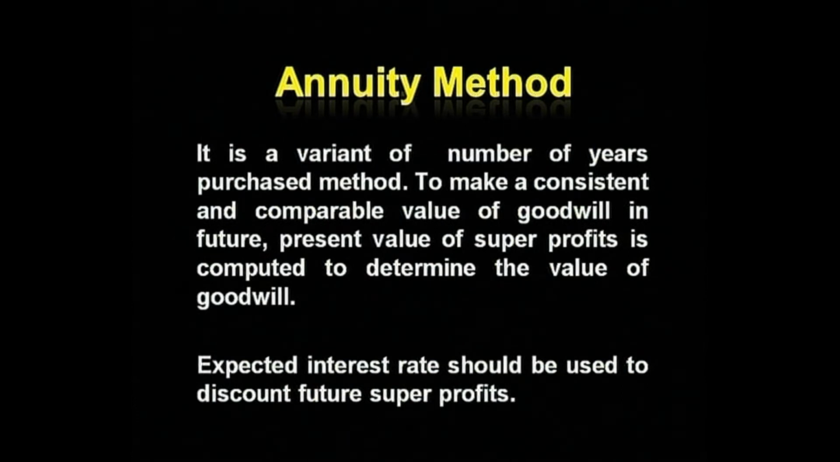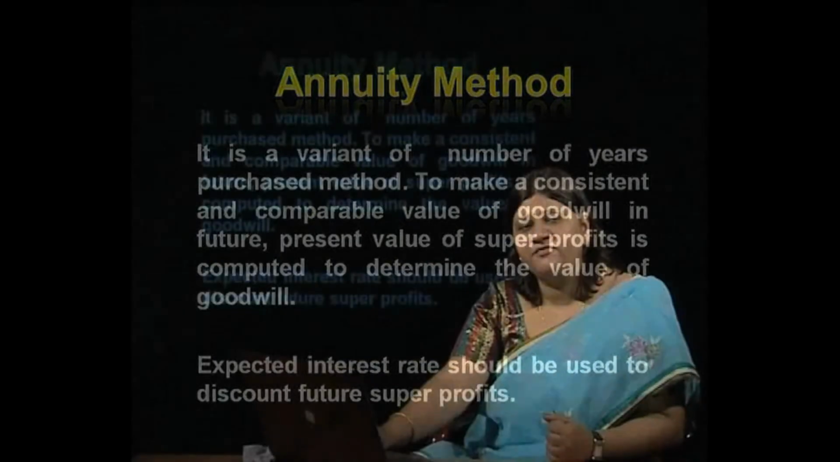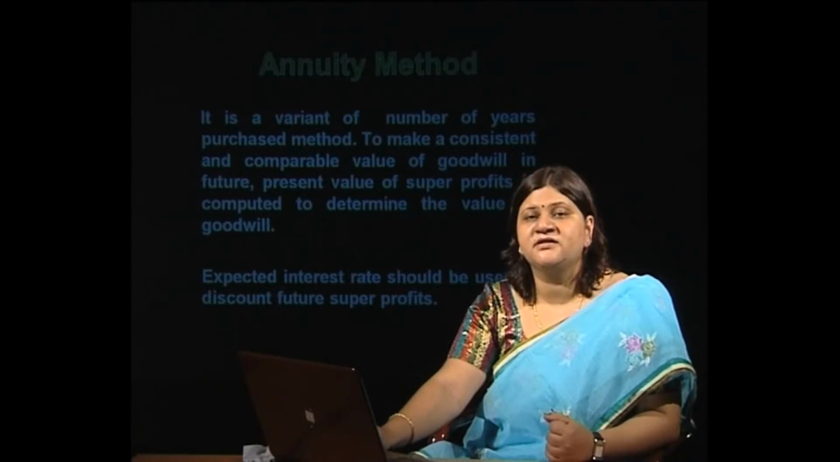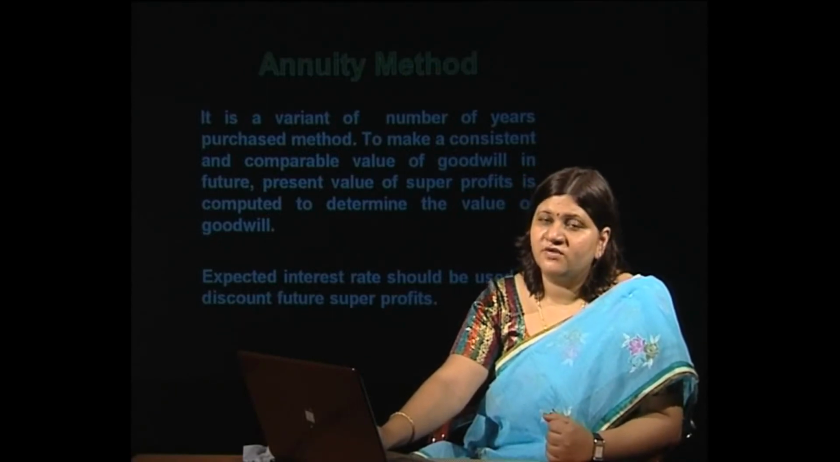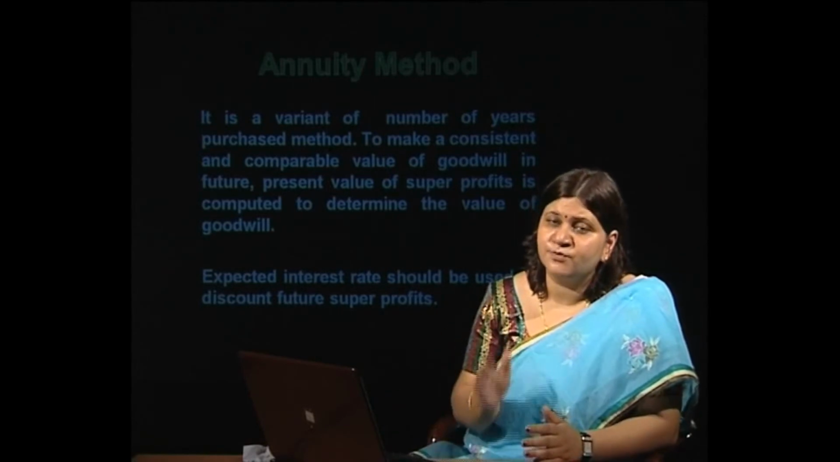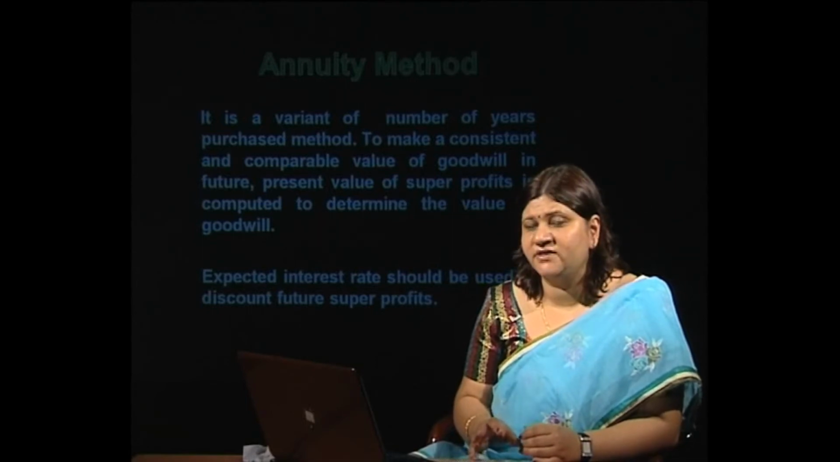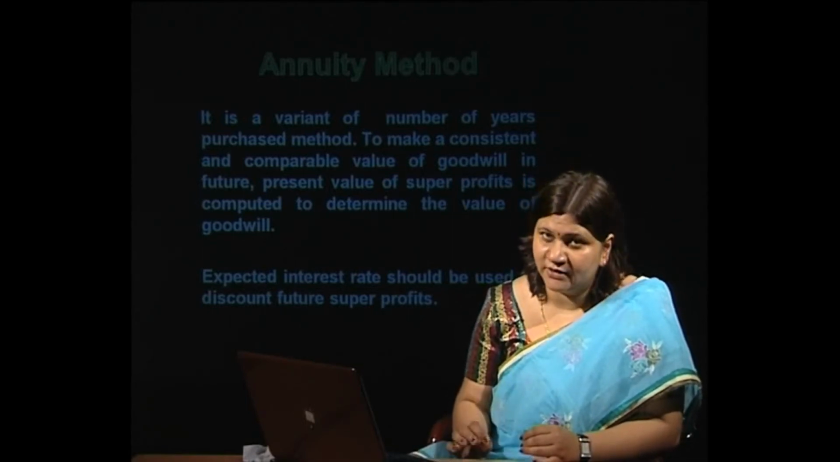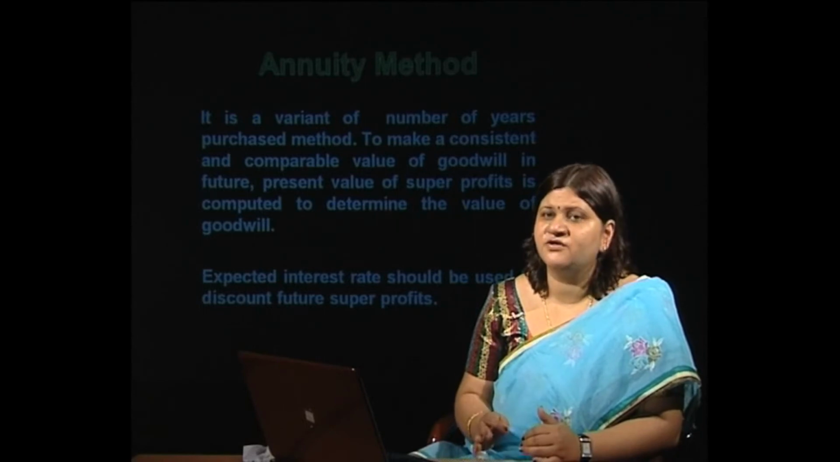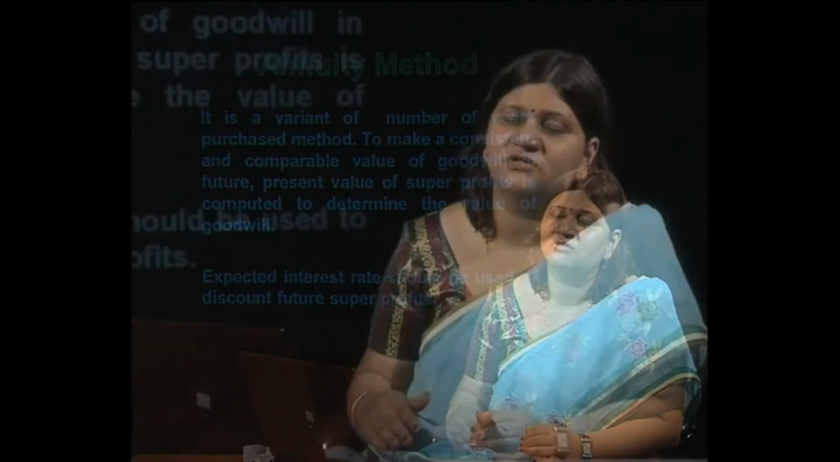So, here there is a difference in the calculations. The super profits which are being used are being taken at present value. So, what we are doing is discounting the super profits, computed with the appropriate expected interest rates, and ascertaining their present value. Once we have the present value of the super profits, we can go for the calculation of goodwill. Here it is an improvement over the super profits method and sliding scale method, because it takes into consideration the present value of the super profits.